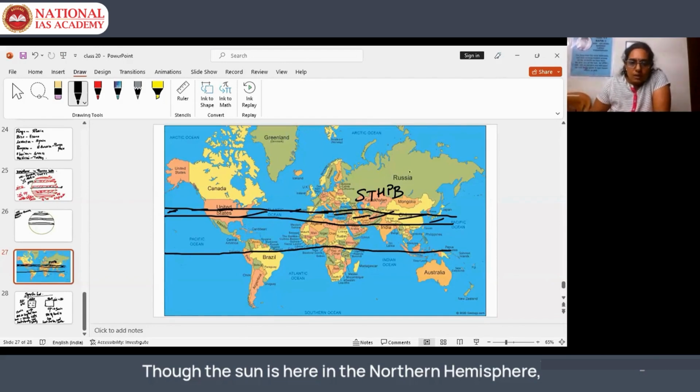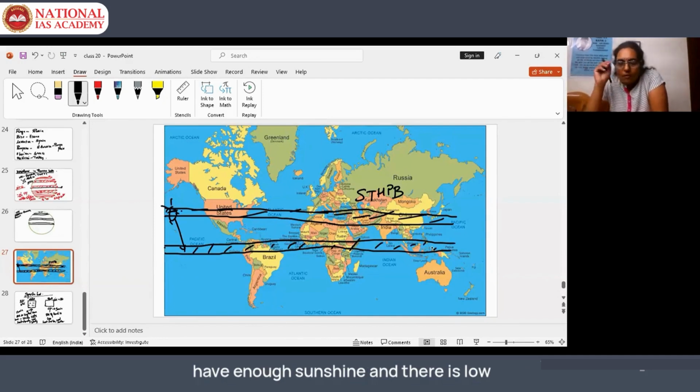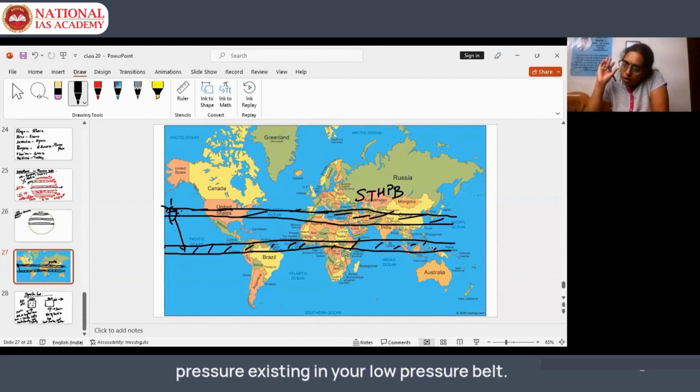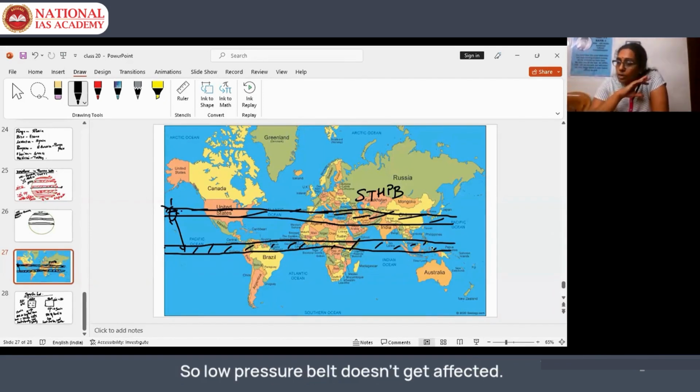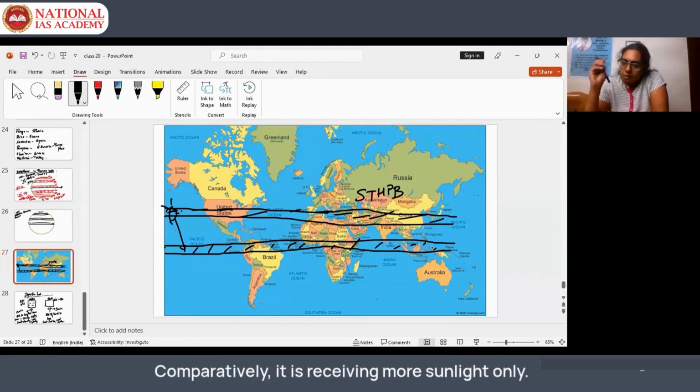Though the sun is here in the northern hemisphere, there is enough sunlight falling on the equator and the pressure belt has shifted by 5 degrees also. So this is your equatorial low pressure belt. In the equatorial low pressure belt, you have enough sunshine and there is low pressure existing. So low pressure belt doesn't get affected. Comparatively, it is receiving more sunlight only.